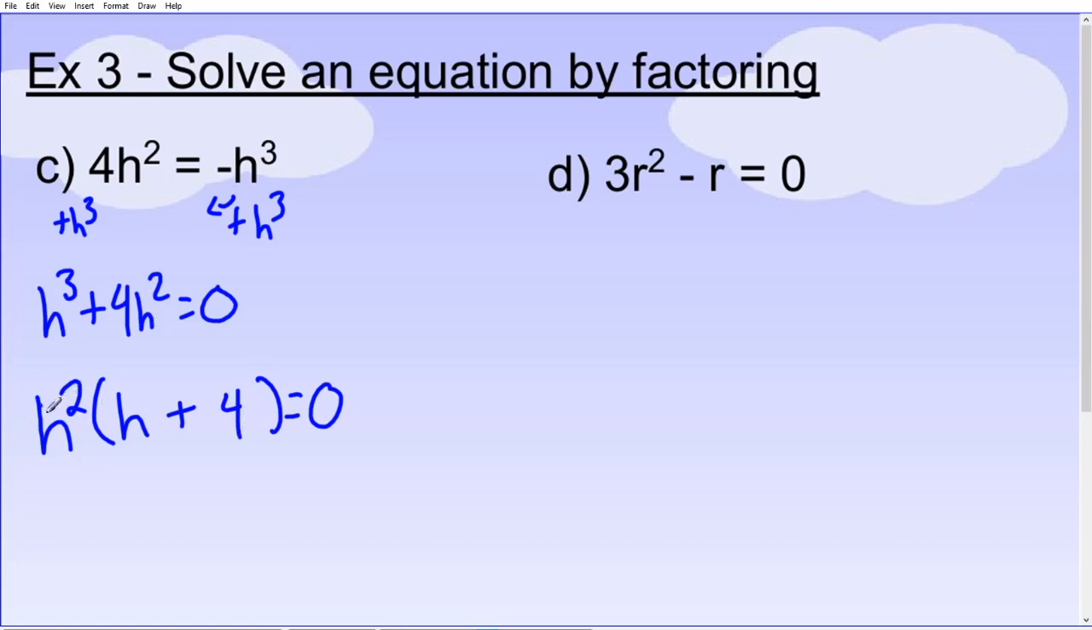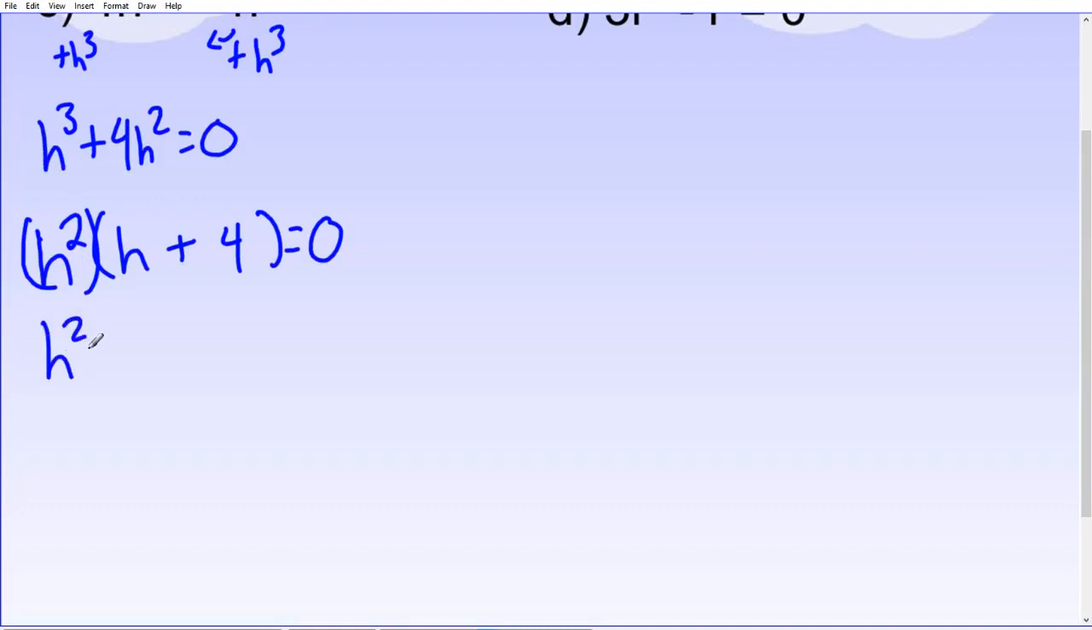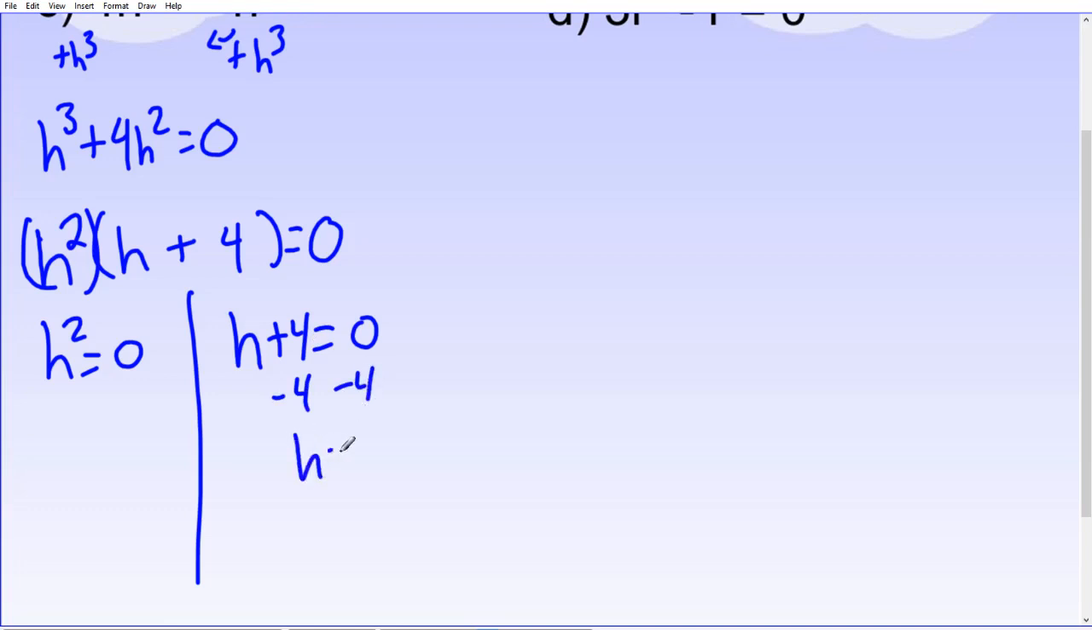So here I have it. Two things that are being multiplied together that equal 0. So either h squared equals 0 or h plus 4 equals 0. This side's easy. We've solved this many times. Subtract 4 on both sides. H equals negative 4. Good.